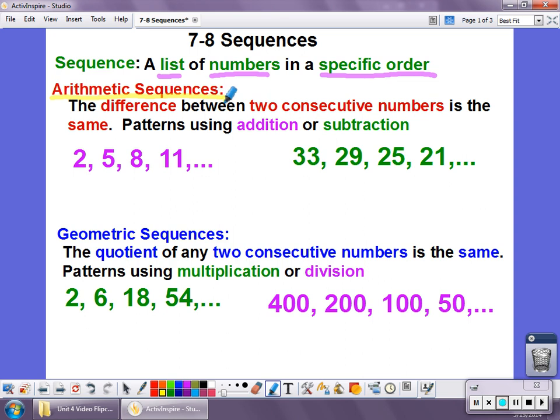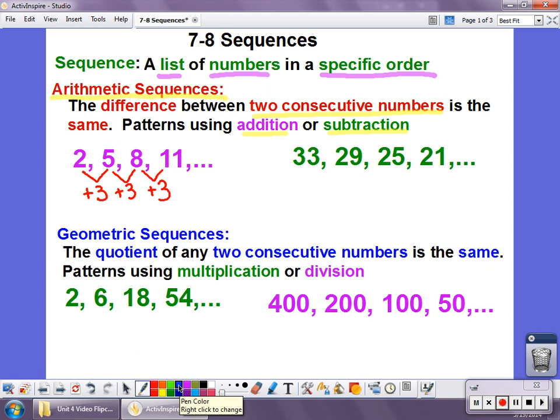In an arithmetic sequence, the difference between two consecutive numbers, the two numbers that are next to each other, is always going to be the same, and it's always going to be a pattern that uses either addition or subtraction. So if you look at this pattern here, and I try to figure out what's going on, to go from number to number, I'm adding 3. 2 plus 3 is 5. 5 plus 3 is 8. 8 plus 3 is 11, and so on. Since it's constantly adding the same number, that would be an arithmetic sequence.